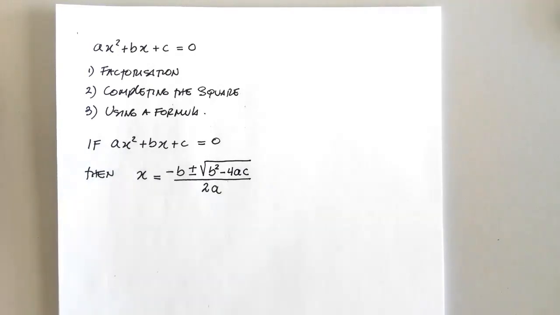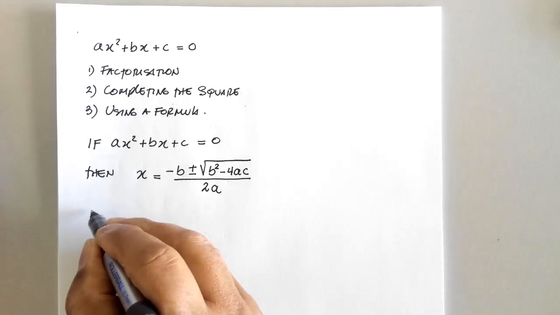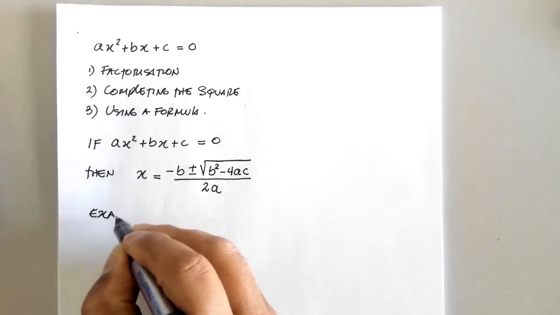Now, the reason why we sometimes don't use the formula is because using the formula is sometimes longer than doing factorization or completing the square. But in any case, the formula works all the time. Okay, let's do some examples, and then you'll see how it works. So we're gonna say example.